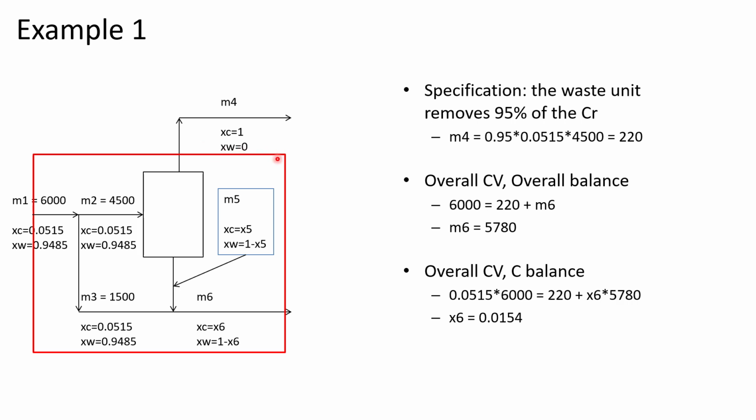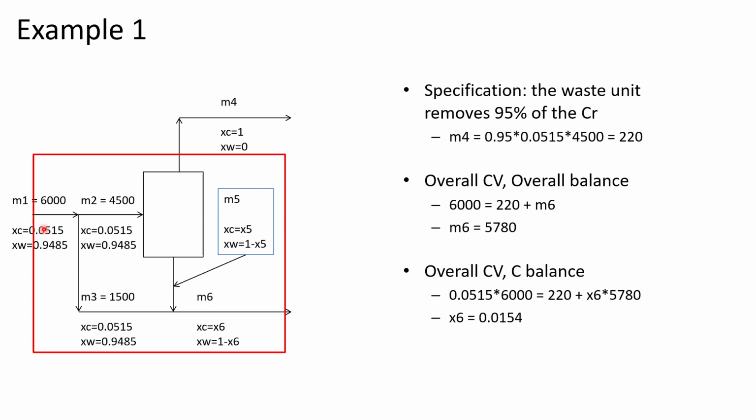We'll continue working our way all the way around. We find that the next stream that crosses the boundary of the control volume is M6. That's an output, so we'll sum 220 and M6 to calculate the total amount that leaves our control volume. If we keep on moving around, we find that we've now accounted for all the streams that enter and leave. This overall mass balance gives us an algebraic equation we can solve for M6, and we find that M6 is 5,780.